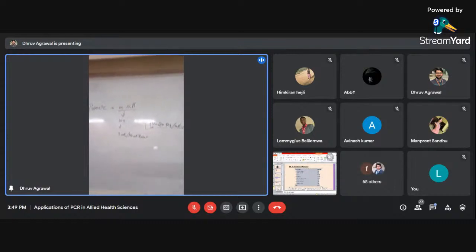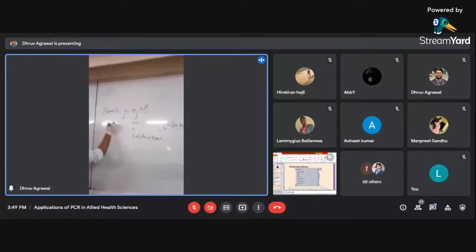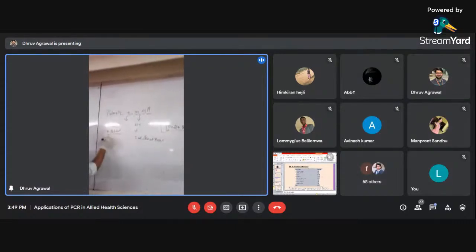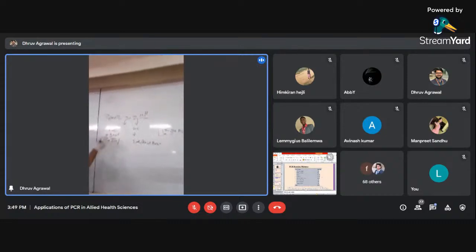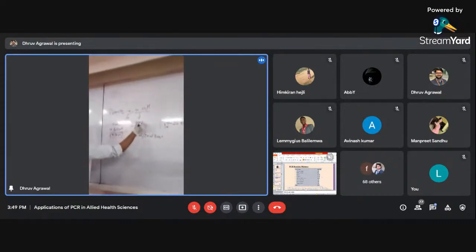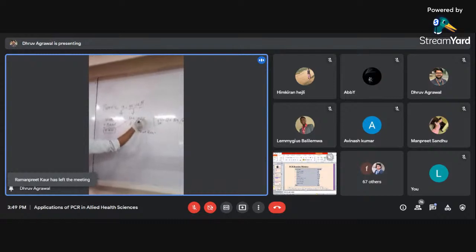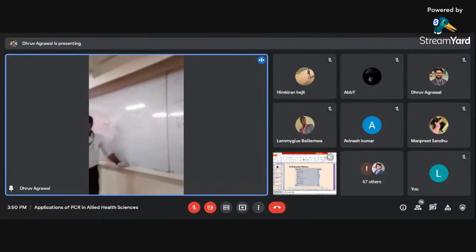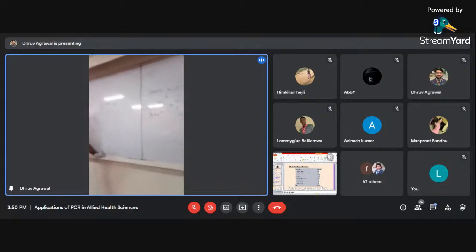For 10x, you take 10 microliter of your primer and add 90 microliter of molecular biology grade water. So it will be your 10x. Here it is diluted. Here the x represents dilution.